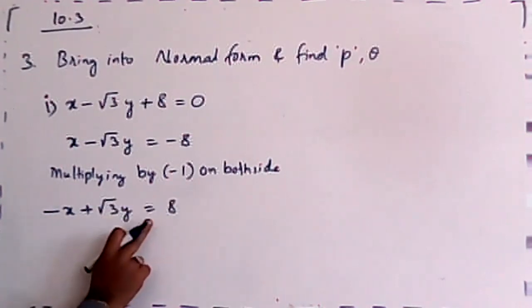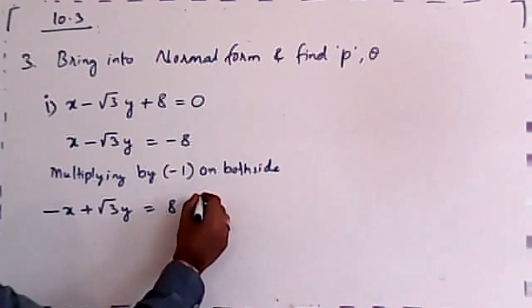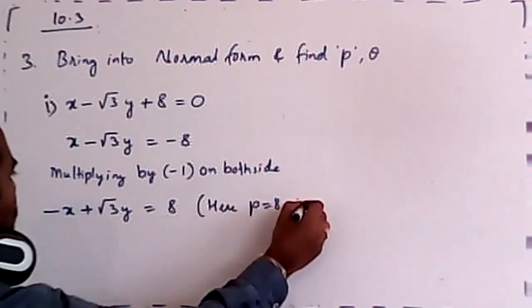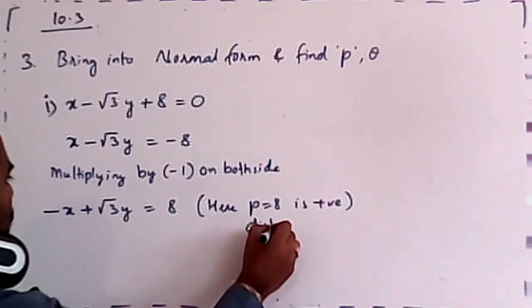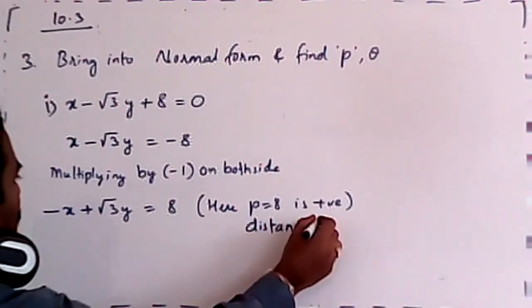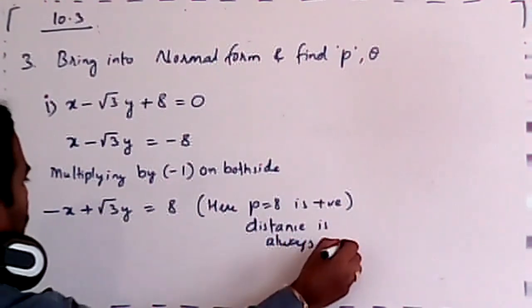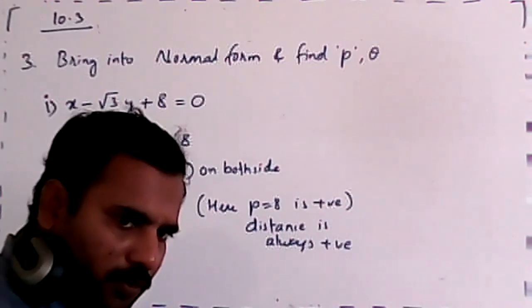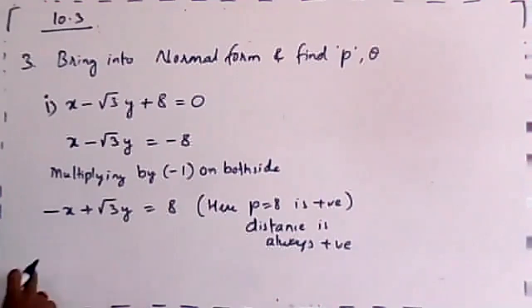I never worry about this, but I want the distance to be positive. Here p is equal to 8, which is positive. Distance is always positive, so I will take p as positive. To make p positive, I will do such kind of adjustments.